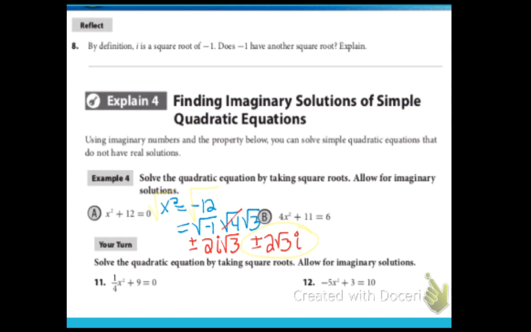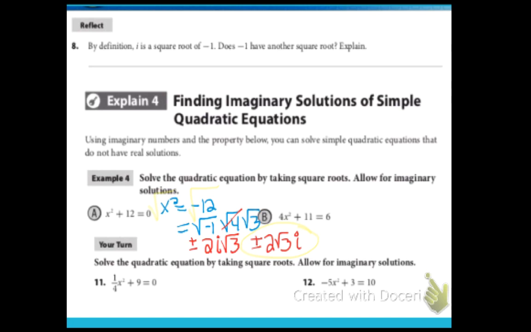That is the value that if I were to plug back in and square it and add 12, I'd get 0. And you might pause the video now and try that. Try squaring, just like we just did, 2 square root of 3i, squaring all those, and putting it back in and see if you get 0.